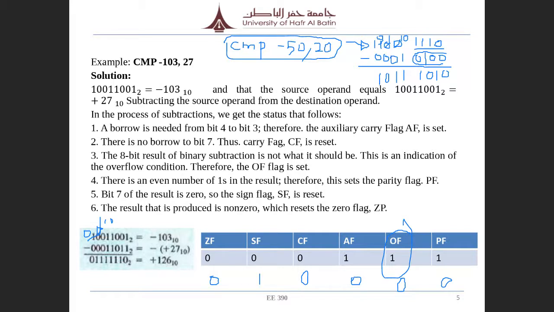Hopefully it is okay, right? And another thing you can check, like the example given in the lecture file. The overflow flag will be 1 if the result is actually wrong. Here -103 and -27 becomes +126. So this is not the correct result. That means 8 bits is not enough here. That's why overflow flag is set.